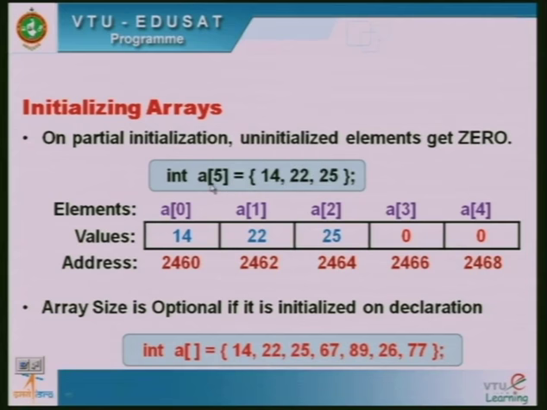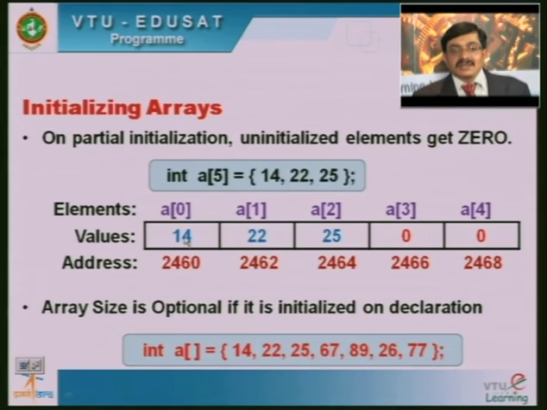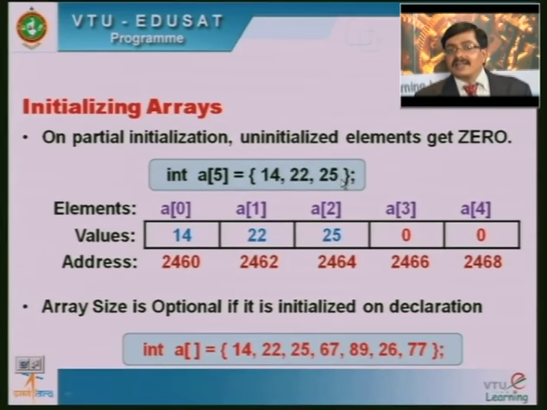So, the index will start from 0. a of 0 will be 14, a of 1 will be 22, a of 2 will be 25. I have not mentioned any value for a of 3 and a of 4. So, these uninitialized values by default will get the value 0. So, here we can note that a of 0 is 14, a of 1 is 22, a of 2 is 25, a of 3 is 0 and a of 4 is also 0. And you need not put a comma at the end of the last element.